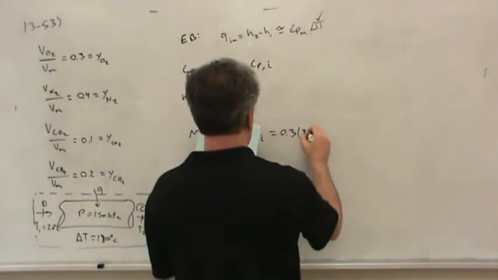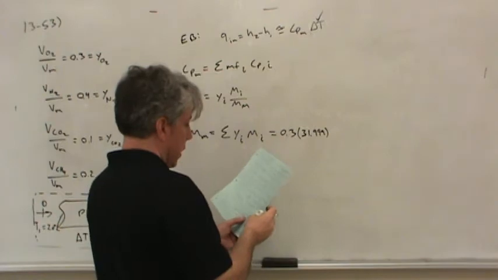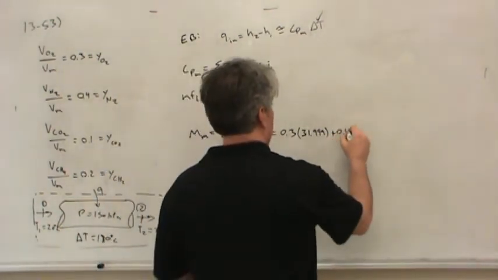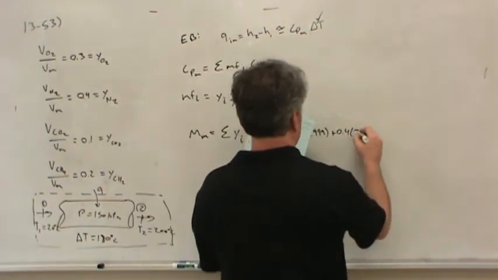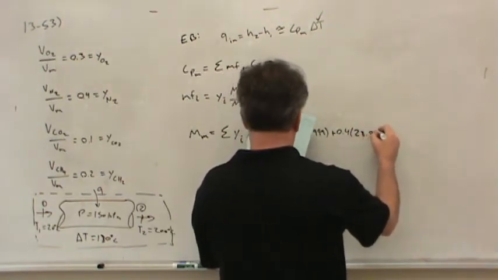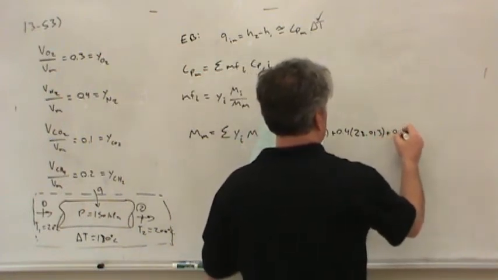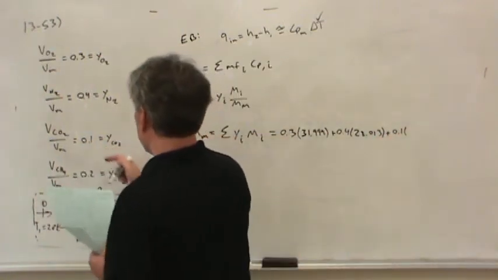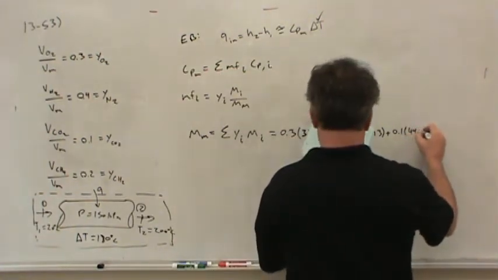For oxygen, O2, it's 31.999. I'll write the units at the end, or I'll be writing them all day. 40% for the nitrogen. Well, nitrogen's molecular weight is 28.013. Then 10%, the molecular weight of carbon dioxide, which is 44.01.